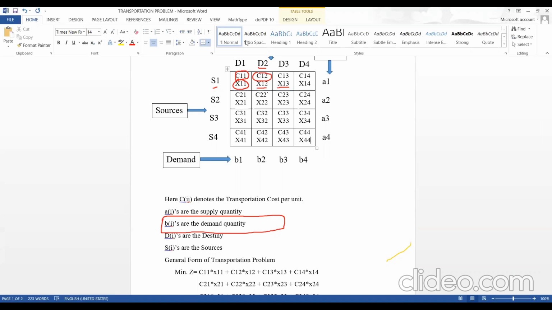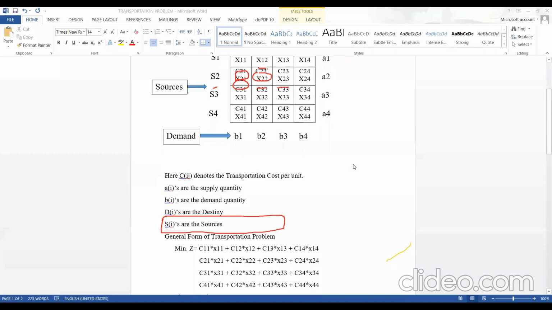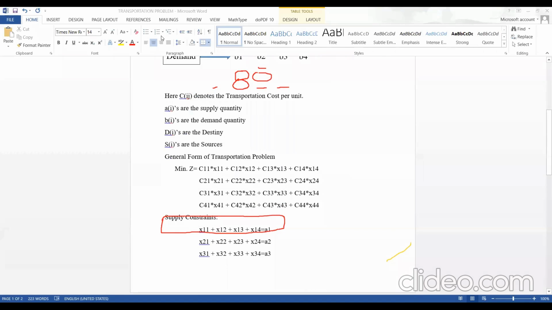So similarly, from source S2 to the different destinations D1, D2, D3, D4, you can find the transportation cost. Similarly, from source S3 to different destinations, you can find out the total transportation cost. And then from source S4 to the different destinations, you can find out the total transportation cost.